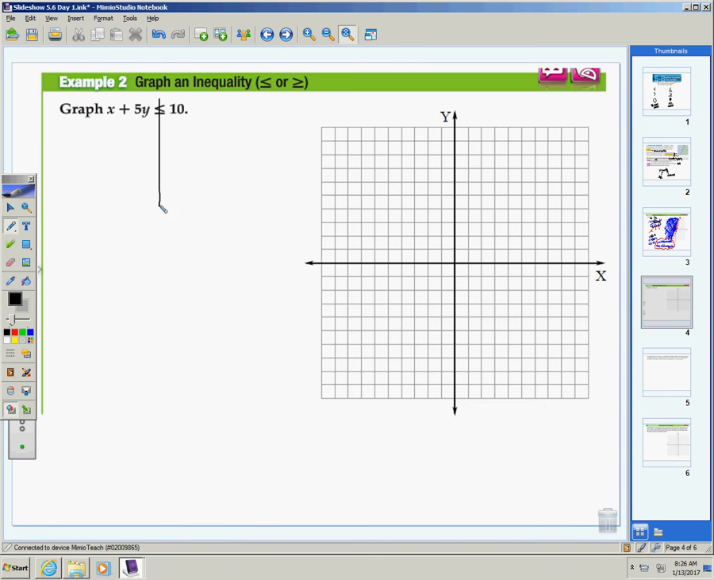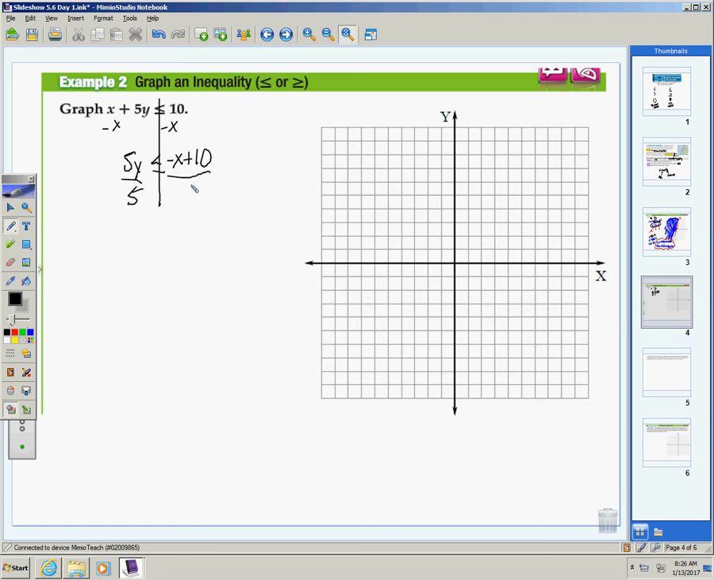Inequality, we're going to go ahead and graph it. First thing we need to do is put it in slope-intercept form. So I'm going to start by subtracting x from each side. I get 5y is less than or equal to negative x plus 10. Then I divide each side by 5.